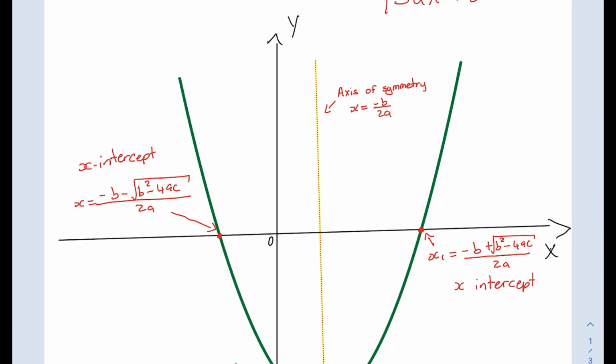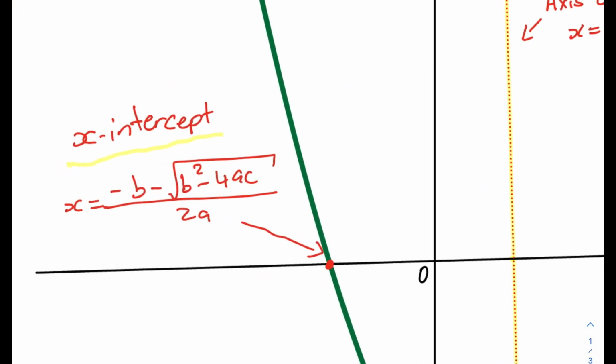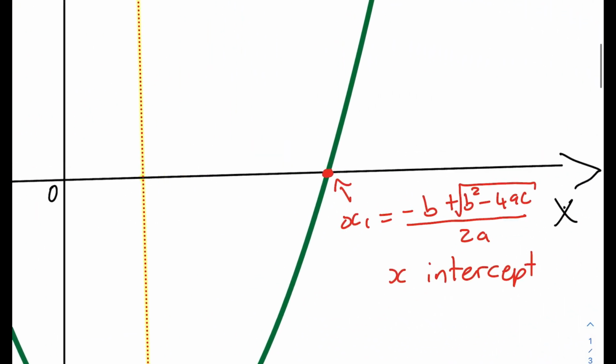Then we have the x-intercept. So where is the x-intercept? The x-intercept is where y equals 0. With this graph over here, there are two different x-intercepts, and for the first x-intercept, you're going to be using x equals negative b minus the square root of b squared minus 4ac, over 2a, basically your quadratic formula, just to solve for what x is over here. And on the other side, you're going to be using x equals negative b plus the square root of b squared minus 4ac, over 2a.